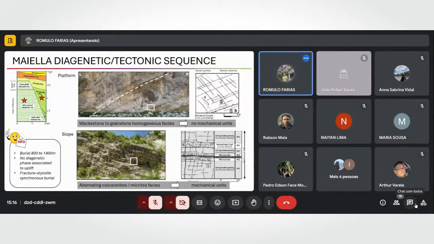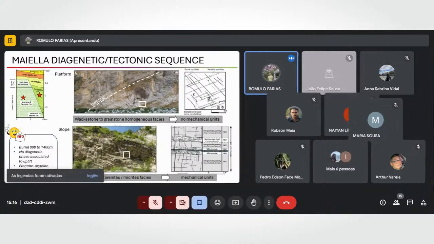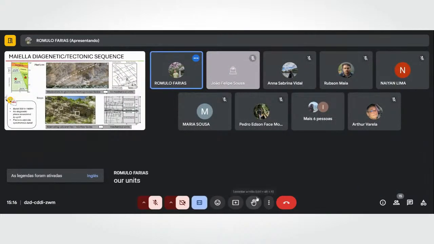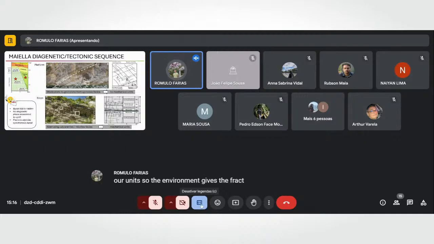Mimic the lithology. So here we have an alternating facies with different mechanical units. So the environment gives the fracture pattern.